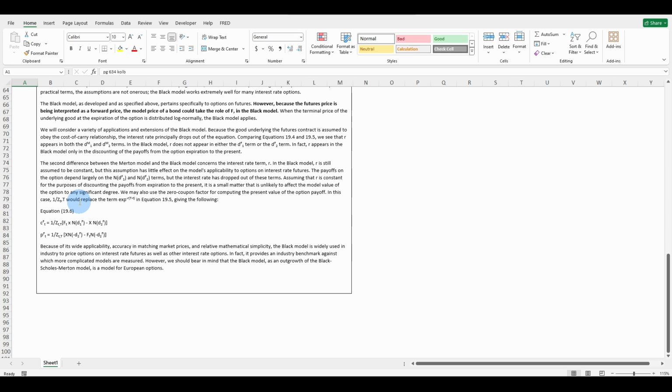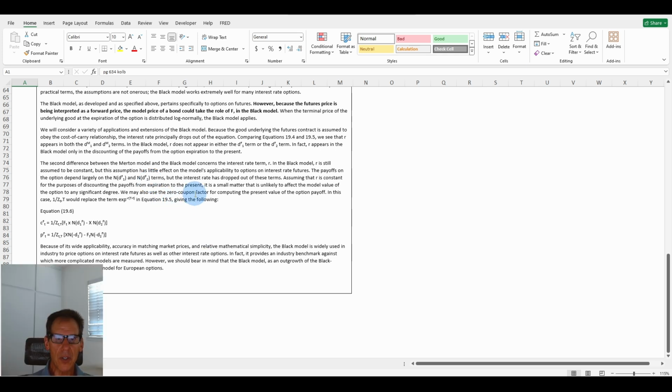In the Black model, R is still assumed to be constant, but this assumption has little effect on the model's applicability to options on interest rate futures. The payoffs on the options depend largely on N(d1) times the futures price and N(d2) times the strike, but the interest rate has dropped out of these terms, assuming that R is constant for the purpose of discounting the payoffs from expiration to the present. It is a small matter that is unlikely to affect the model value of the option to any significant degree.